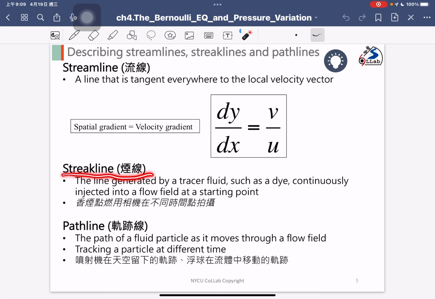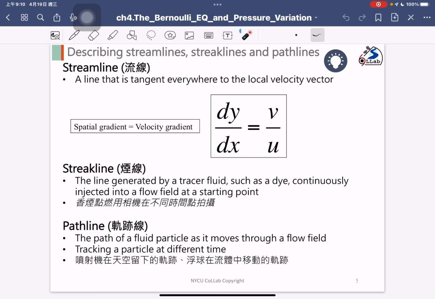And the streak line is the line generated by the tracer fluid, such as dye, continuously injected into the flow field at the starting point. Later we have some smoke, and you can check the smoke at different times, and you will see the smoke tracer randomly distribute around in the air conditions. And the final one is the path line. The path line is how a fluid particle moves through a flow field. So the path line is really quite easy to understand.